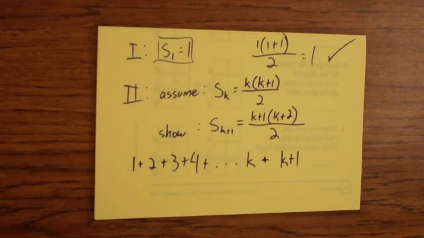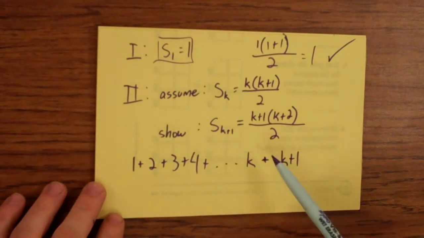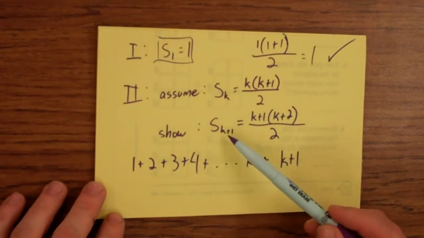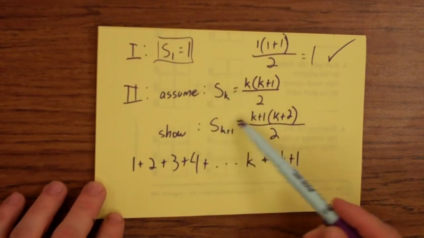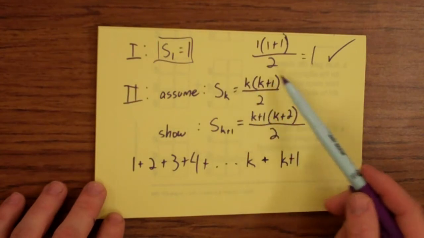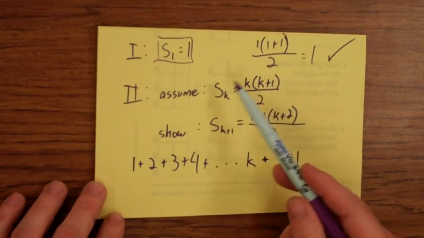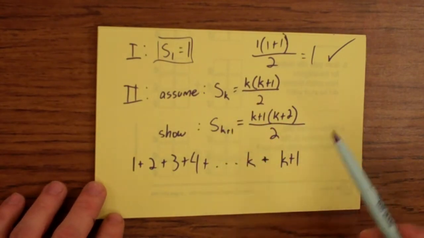Alright, so continuing on, what we're trying to do here is show that hopefully I can use this formula to add up the first k plus 1 integers. To do that, I'm already assuming that for the first k integers, I can use this formula, that it will work. And then by making that assumption, I want to show that for the next integer, I can also use this formula.